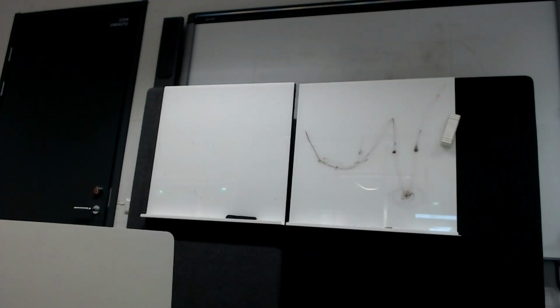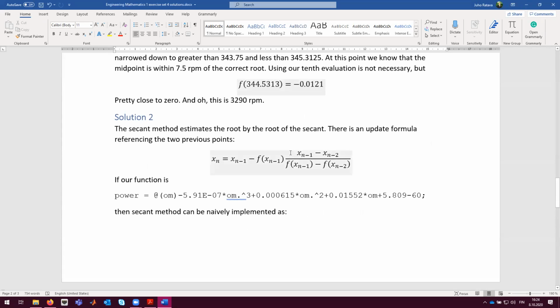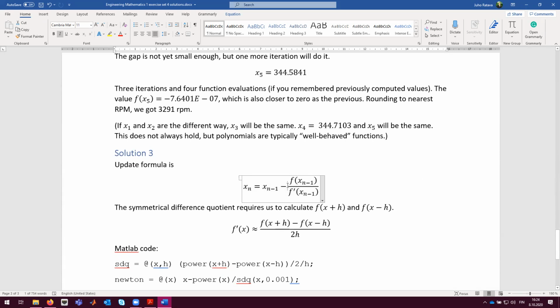This was just a useful thing that we need to take into account. Okay, we have Newton's method. This is essentially the same as the previous method, but whereas here this part is a slope or difference, this part here is actually the derivative. But because I was mean, I had you do it with the symmetrical difference quotient, a numerical derivative.